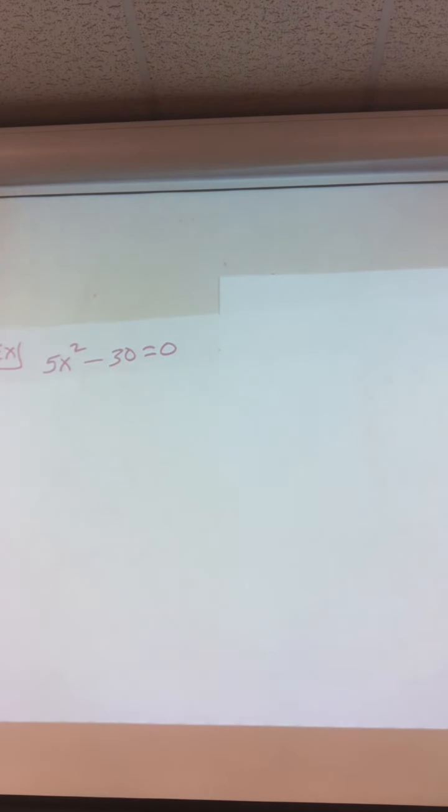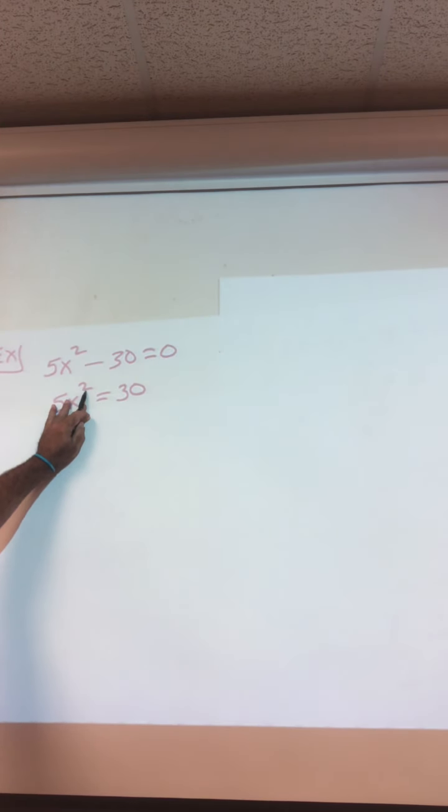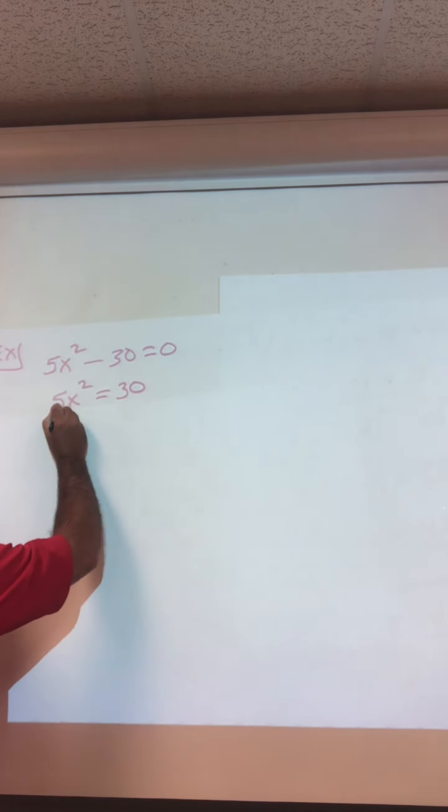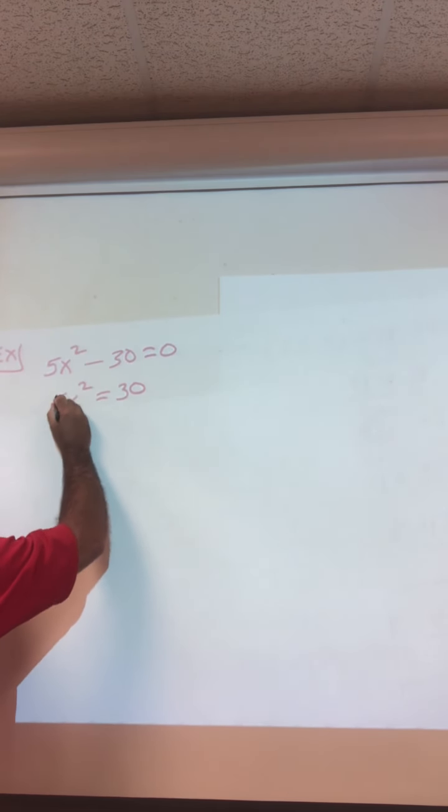Okay, step 1. Isolate the squared term. So that means add the 30 across. Now this is where you have to be careful. This square right here is not on the 5x, this square is only on the x. So you've got to get rid of this 5 first.